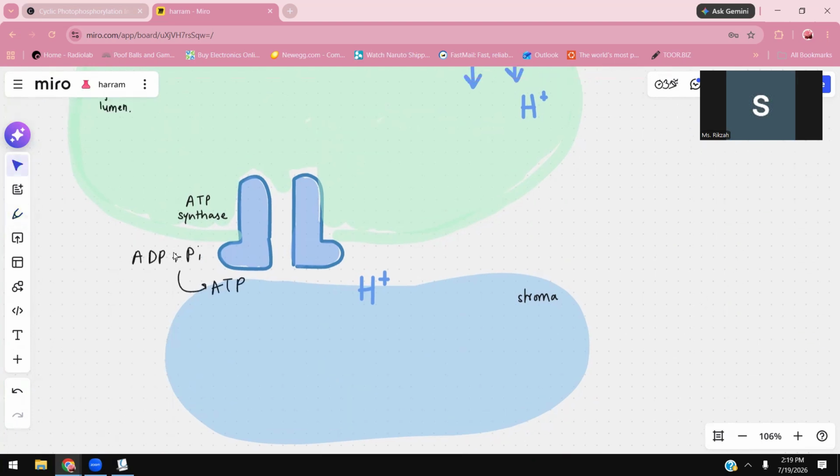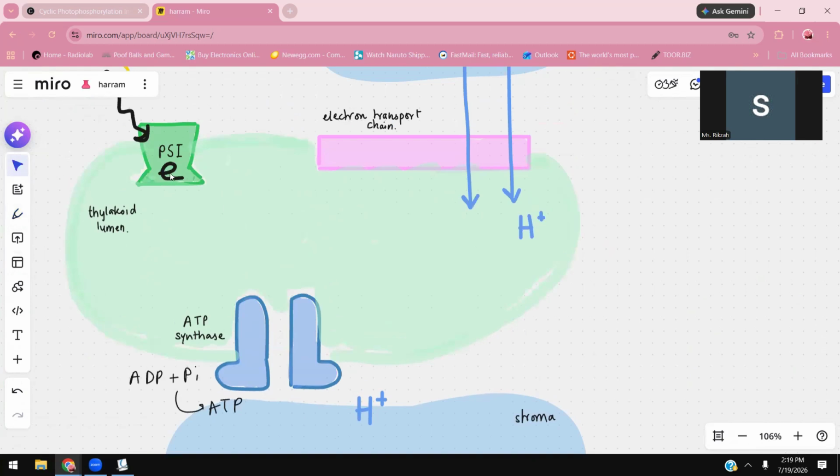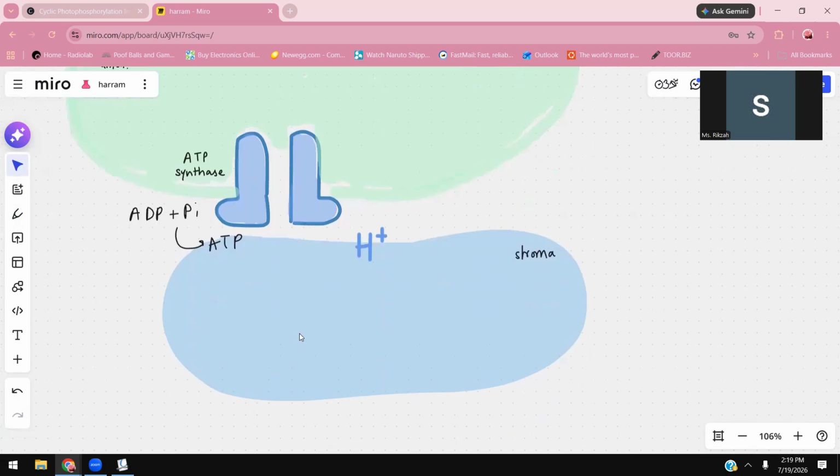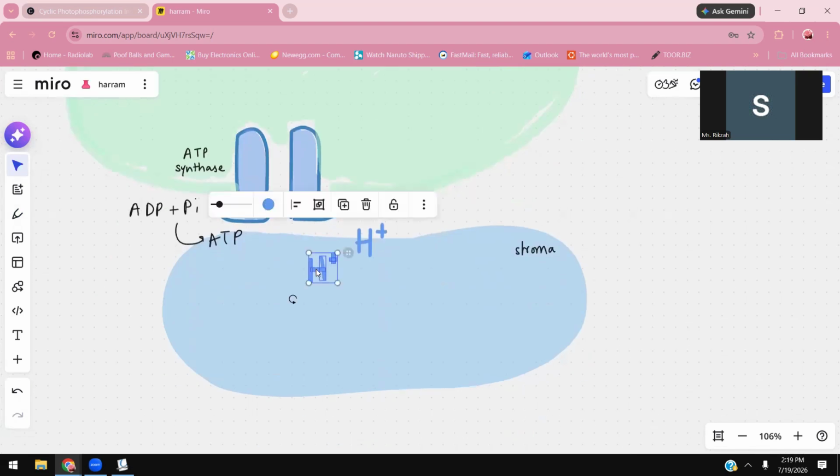This is what's happening. Remember, the electron moves from PS1 to the electron transport chain. It gives away its energy, comes back. The ETC uses that energy to bring in hydrogen ions. Those hydrogen ions then move through this ATP synthase back into the stroma, and that activates ATP synthase to make ATP.